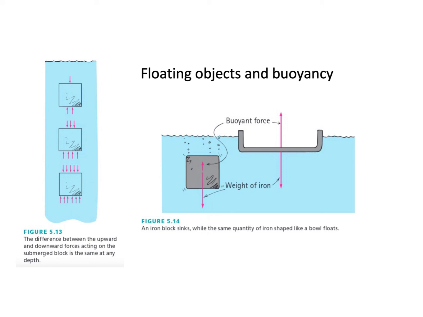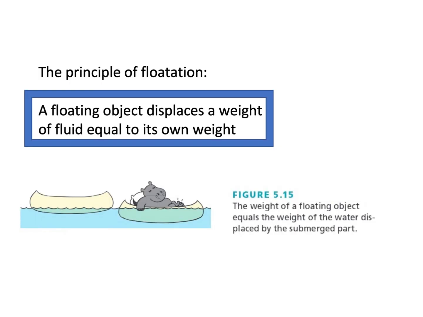Because they take up more volume, they're designed to be hollow, so they displace enough water so that the buoyant force can match their weight and keep them from sinking down. And here's the basic principle of flotation. A floating object displaces a weight of fluid equal to its own weight. And that is the basic principle of how things float.